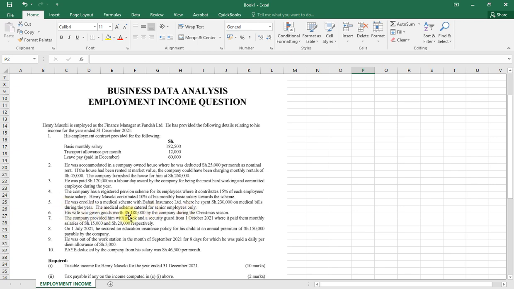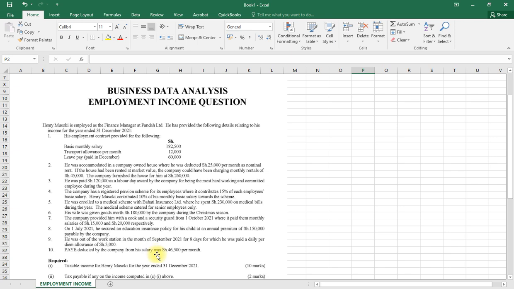His wife was given goods worth 180,000 by the company during the Christmas season. The company provided him with a cook and a security guard from 1st October 2021, where it paid them salaries of 15,000 and 20,000 respectively. On 1st July 2021, he secured an education insurance policy for his child at an annual premium of 150,000 payable by the company. He was out of the workstation in the month of September 2021 for 8 days, for which he was paid a daily per diem allowance of 5,000.